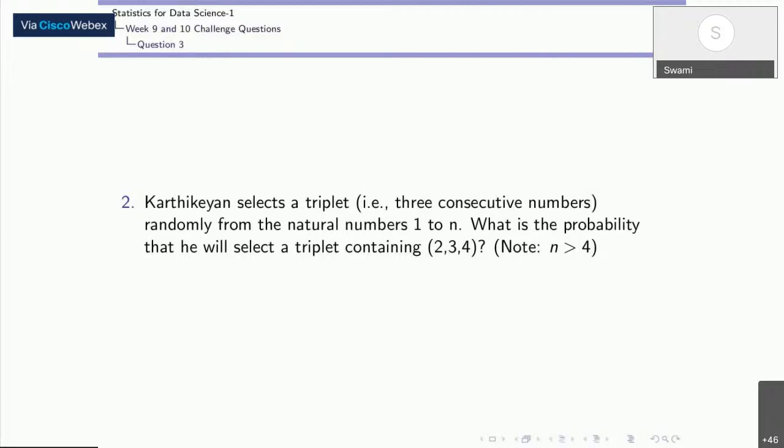Sir, selecting the triplet 2, 3, 4 means it is exactly selecting that triplet, right? Nothing else, right? Yes, correct, nothing else. So I'll give two more minutes. I think this is a fairly easy question. I guess it's not that difficult.